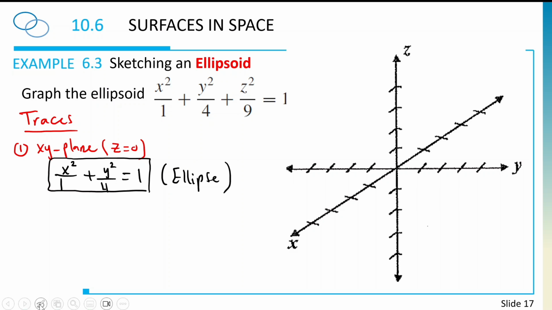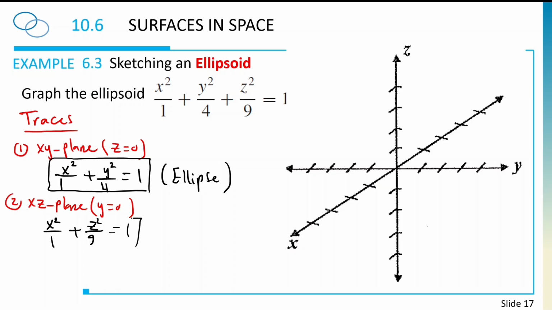Okay, try another trace. This time we'll take the intercept with the xz plane. So if I need to find the intercept with the xz plane, I need y to be equal to 0 this time. So if y is equal to 0, this cancels out the middle term. So this is x squared over 1 plus z squared over 9, and this is equal to 1. And this is another ellipse. So the second trace is another ellipse.